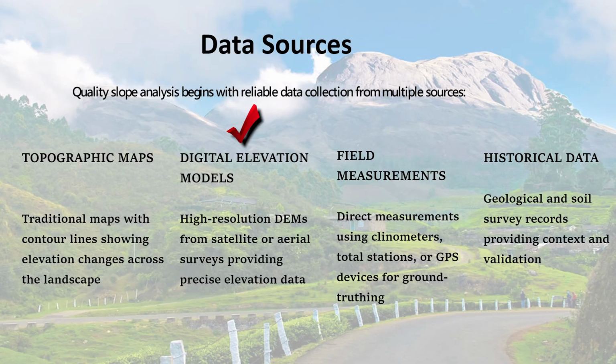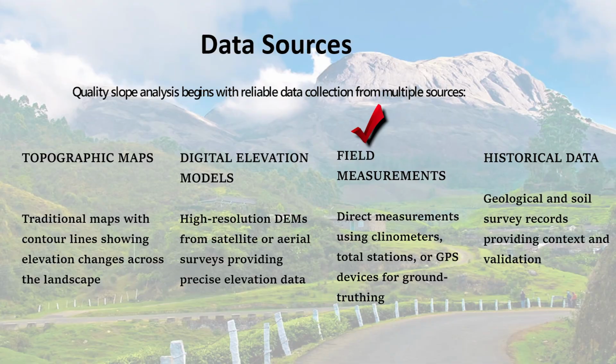So, we will employ that. Now, we also have the digital elevation models from satellites such as ASTER. So, the next one that we have is field measurements. We can use clinometers, also properly known as inclinometers, and total stations or GPS devices for verifying the ground truth, that is measuring the elevation data directly. We also have historical data, that is the geological and soil survey records.